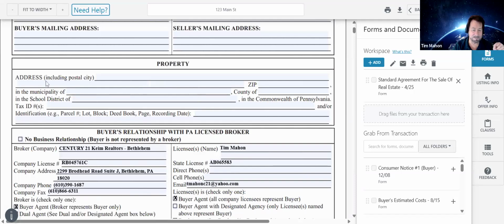And if you have the tax ID, you do not need any more of this stuff. You don't need recording date, deed book volume and page, parcel number. You don't need any of that.